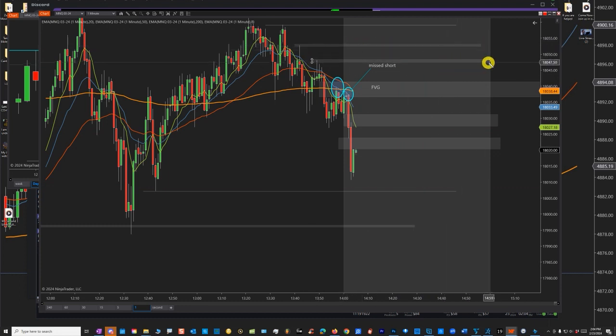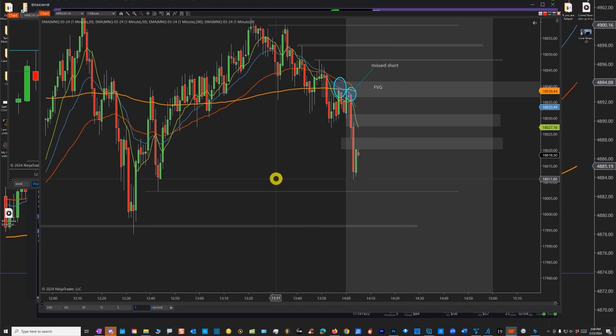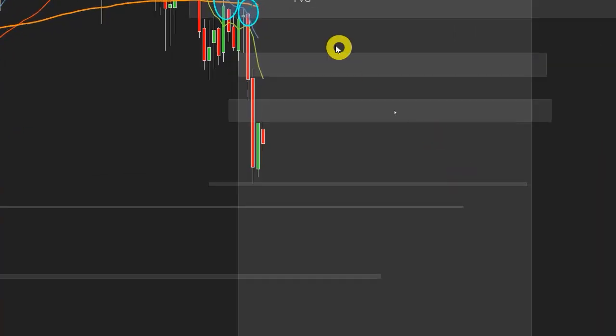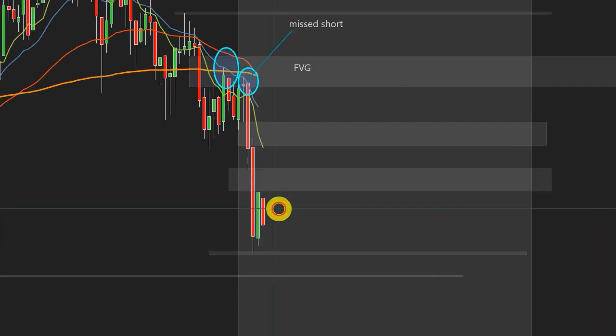All right, let's keep marking the top side and the bottom side. Okay, so now it's got this. Okay. Did it come up and test that? Yeah, it did. It barely peeked inside.